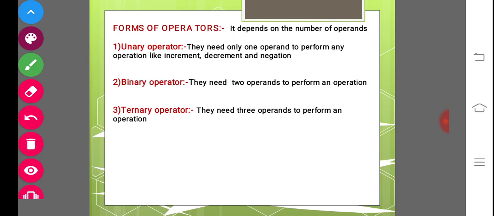Now in the next slide, there's an introduction of forms of operators. There are forms of operators and types of operators. The form of operator depends on the number of operands. Number of operands means whether an expression has a single operand or 2 operands or 3 operands. So the classifications are unary operator, binary operator and ternary operator. Unary operators need only one operand to perform any operation. Binary operators need 2 operands, and ternary operators need 3 operands.